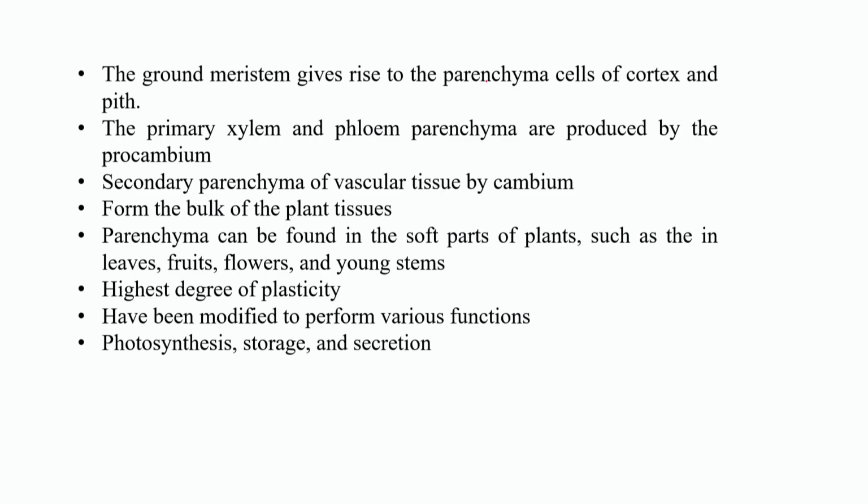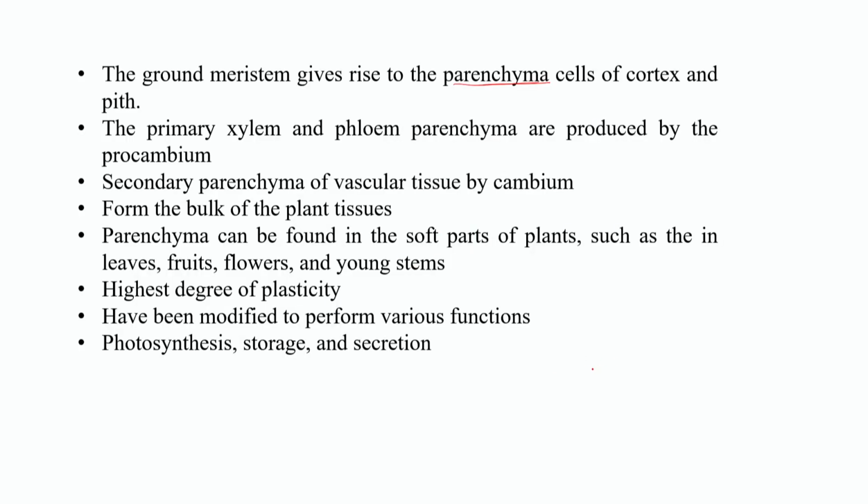Now, this parenchyma cell, from where is it actually formed? Basically it is formed from the meristematic tissue, but in meristematic tissue also, as we have studied earlier, they contain different zones. Suppose apical meristem is there. So, it contains different zones: protoderm, ground meristem and procambium.